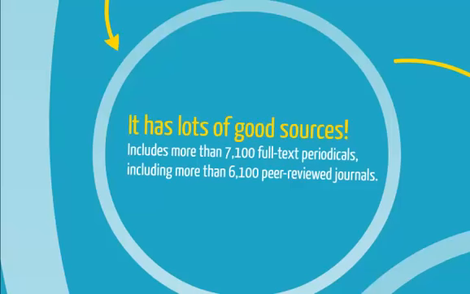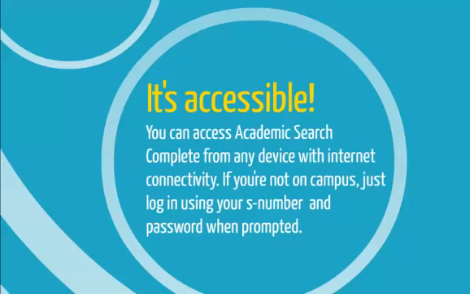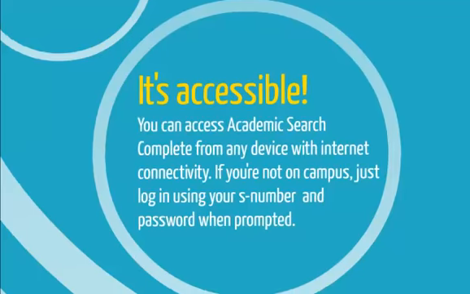As you can see here, 7,100 full-text periodicals and 6,100 peer-reviewed journals. A lot of the materials that you're going to find in Academic Search Complete you can't find by looking in a Google search or by looking on Wikipedia. Academic Search Complete is accessible anywhere that has the internet, either on campus or off campus.